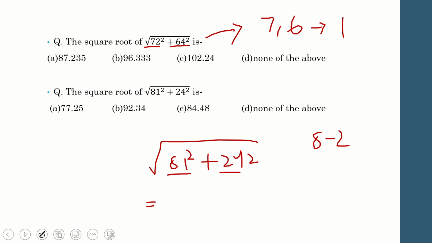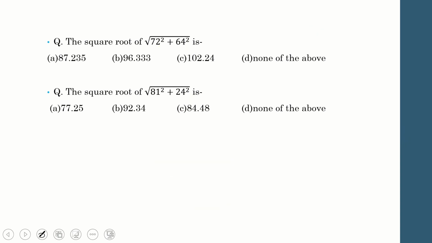If you see, 8 minus 2 is 6, it is greater than 5. So 8 has more priority, so definitely some 8 will come, and one more digit, then the decimal. If you check the options, C will be feasible. So this is the second question, third option.